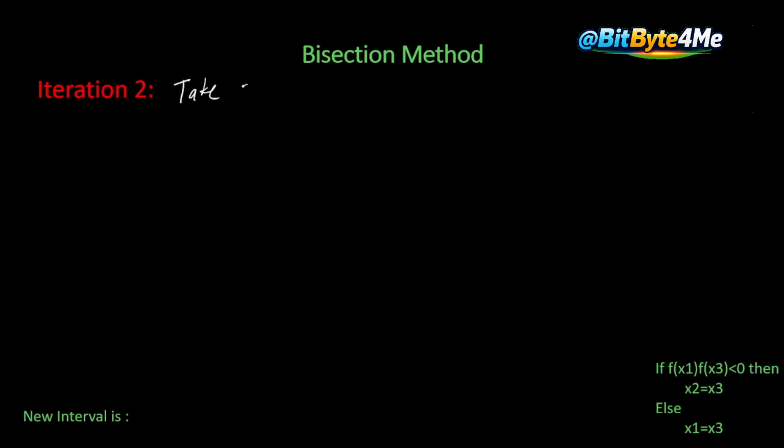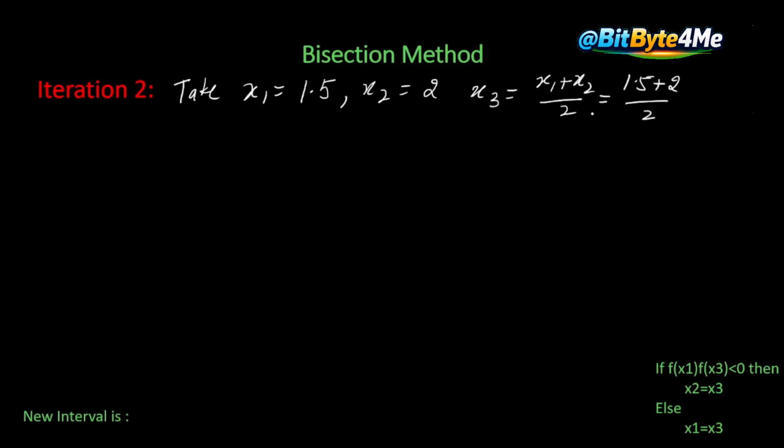Take x1 is equal to 1.5, x2 is equal to 2, and you have to find x3, that is (x1 plus x2) divided by 2. Perform the calculation: (1.5 plus 2) divided by 2. If you divide this, you will get the value 1.75. So you have x3 is equal to 1.75.